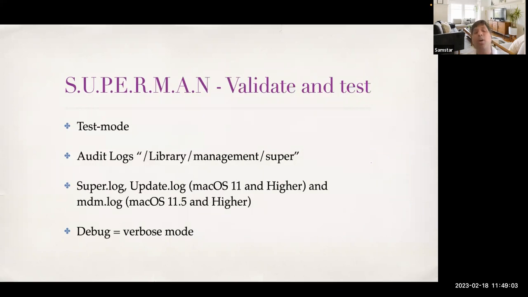Now, before you deploy this in your environment, you have to validate whether it is working correctly or not. So we have test mode. You can run the Super Man script along with a test mode variable. If you go to the GitHub page, whose link I shared in my first slide, there is a wiki which guides you on how to enable test mode. Test mode will mimic the entire process of Super Man, but it will not actually download or install the software update. Once you are done with the validation, you can disable test mode.